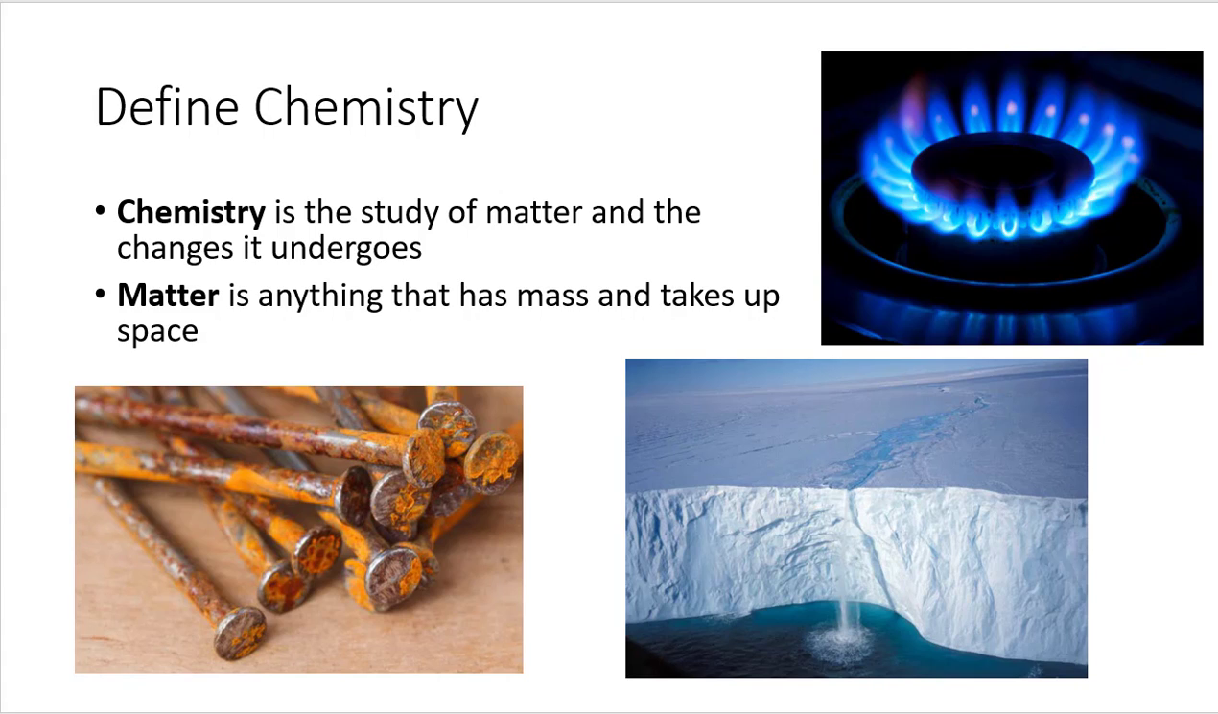Chemistry is the study of matter and the changes it undergoes, and matter is anything that has mass and takes up space. We have three images here for three examples. First, we see a propane gas burner burning. So here, even though you don't really think of gas or air or anything in the gas state as having mass, it actually does. And this is undergoing a chemical reaction. This is undergoing combustion and burning.